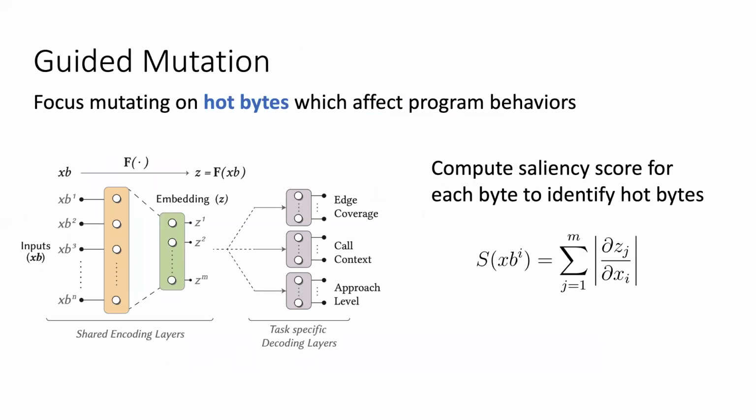After the first stage of model training, we can use the trained neural network to guide mutation. The guided mutation is to focus on mutating hot bytes which affect program branching behavior. To identify these hot bytes, we compute the gradient of embedding layer with respect to input as salience score for each byte. The bytes with higher salience score will be mutated more frequently.